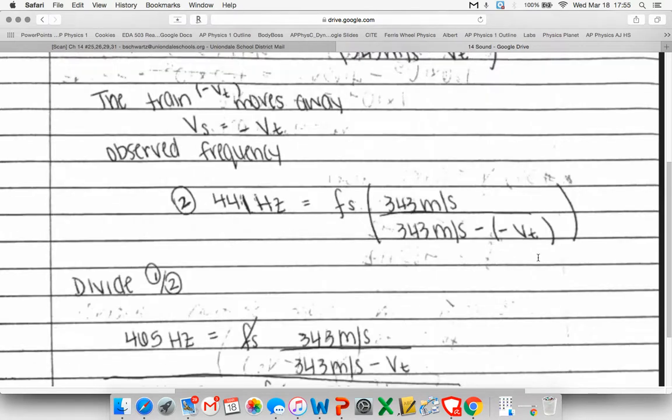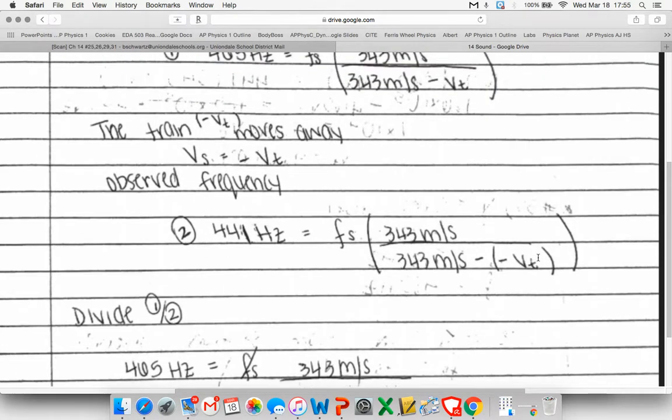The next thing that I did is I substituted in to find an equation as the train moves away. So in this case, if the train moves away, the train will have negative velocity. So the 441 is the receding frequency. Again, the 343 comes from the fact that we're in air. We're moving away, so we have a negative velocity. So subtracting the source that is negative essentially becomes positive, so you have an addition here.